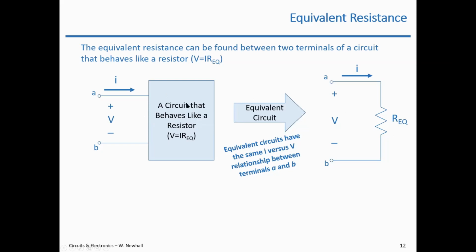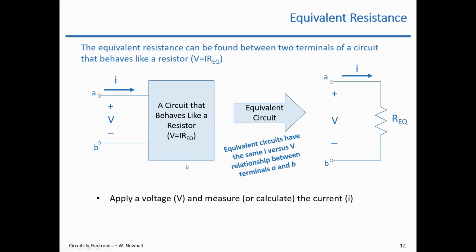So I have this big circuit, lots of components in it. It behaves like Ohm's law, but from the outside world, since it behaves like Ohm's law, you could treat it as just a single resistor Req. And so what we're going to look at is how do you do that? How do you figure out what Req is of this bigger circuit so that you can model it with just a single resistor?